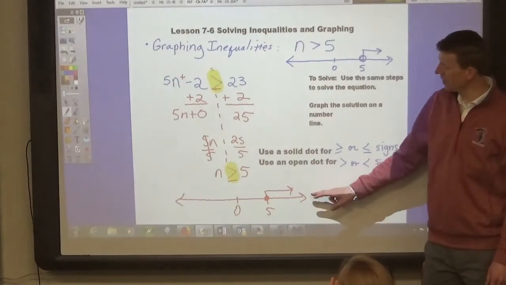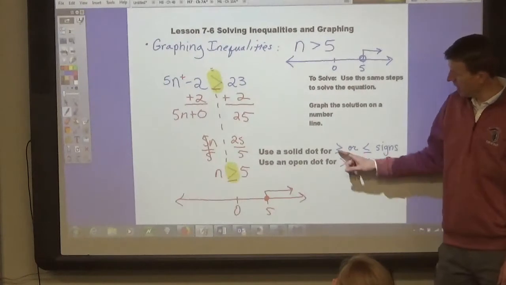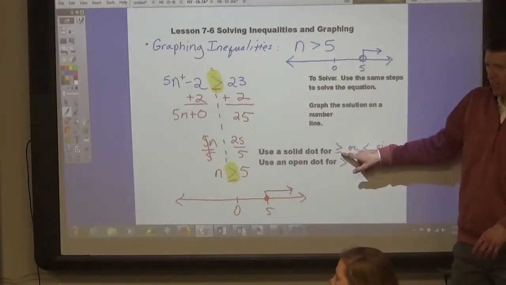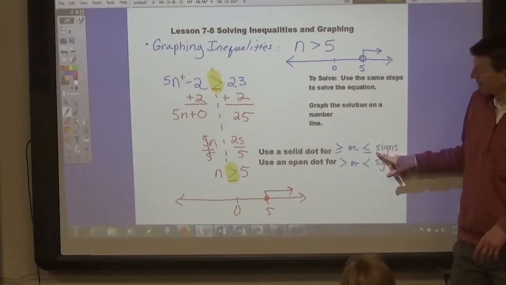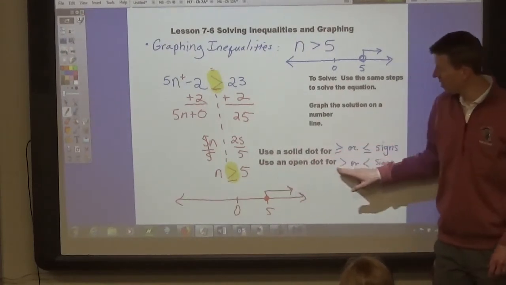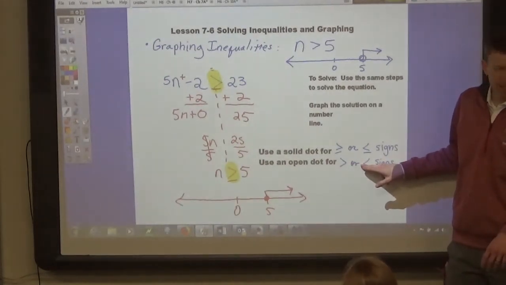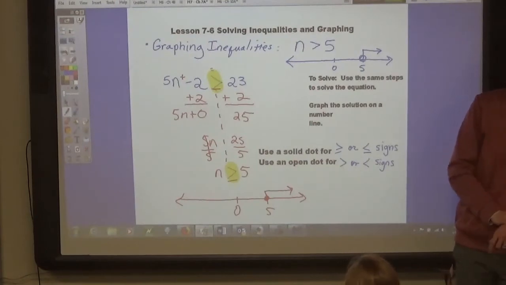Now, with inequalities, you have to graph them to show the solution. And if you have this kind of a symbol, a greater than or equal to sign, or less than or equal to sign, what kind of dot do you use? A solid dot. A solid dot, right. And if it's a greater than or less than sign, Kaden? An open dot. What does the open dot mean?